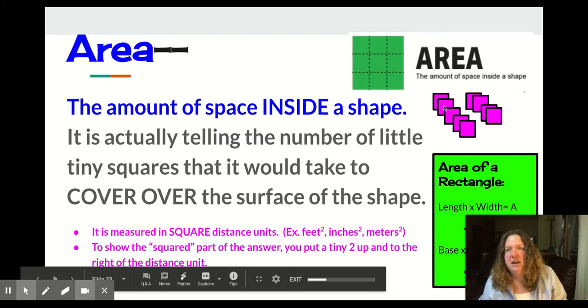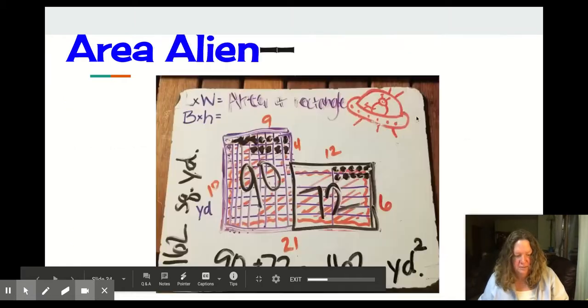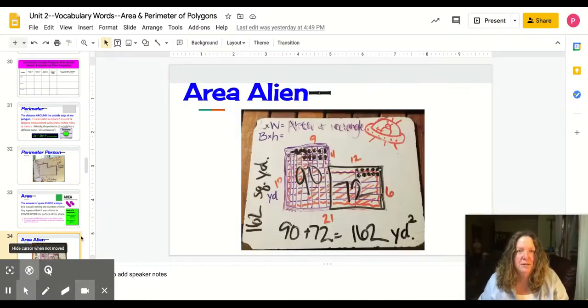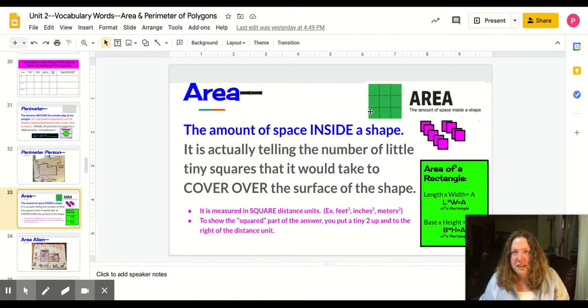And so let me see if it'll let me do this. Oh, not on present mode. Whoops. You're getting a preview of Area Alien, which is kind of fun too. But let me show you area here. And there's the shape. And so we're really asking how many tiny little squares of different sizes. It could be a tiny little square, an inch by an inch, could be a centimeter by a centimeter, could be a yard by a yard, or mile by a mile, but how many of those fit inside that shape?